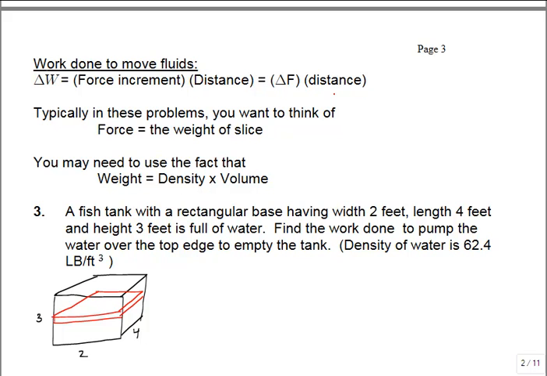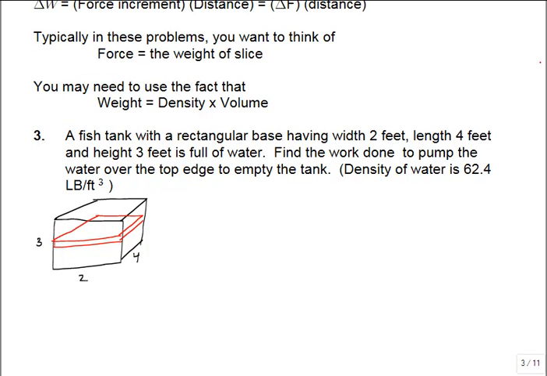And in these problems, typically what we're going to think of is the force as being the weight of a slice of a cross-section. So we're going to have some shape, we're going to take a cross-sectional slice, and we're going to calculate the weight of that slice. And in these fluid problems, typically you're going to find that weight by using the fact that weight is density times volume. And they will usually tell you in the problem what the density is for the particular fluid that you're using, and then you'll be able to calculate the volume based on the shape of that cross-section.